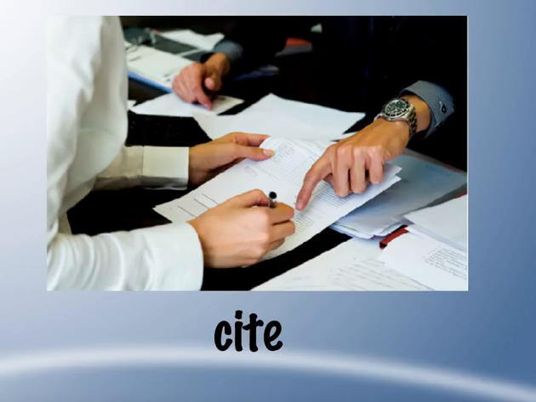Our next word is cite. When you cite something, you mention it as proof or evidence in your work or in your conversation. Sometimes we cite evidence from text when you answer a question on a test even. So here's an example. When doing research, it is important to identify and cite sources of information.